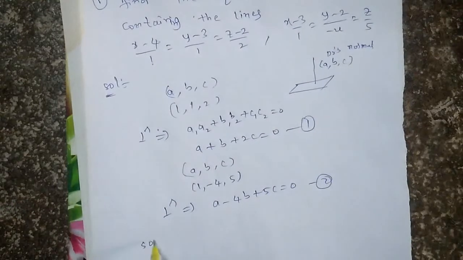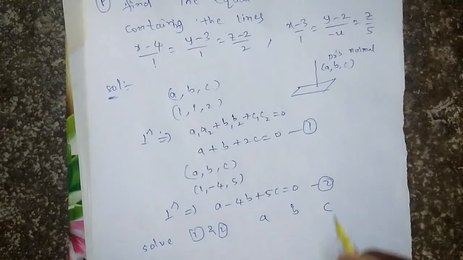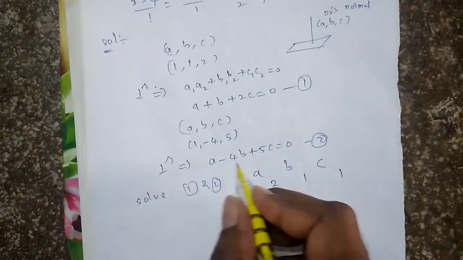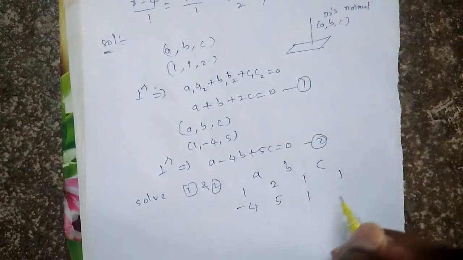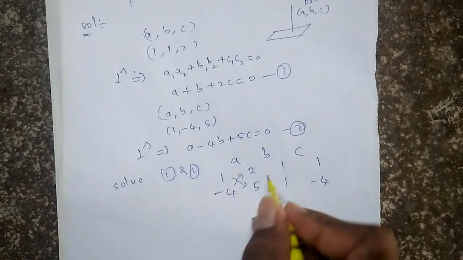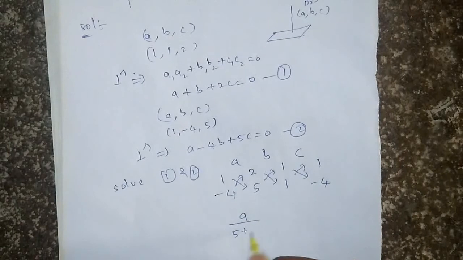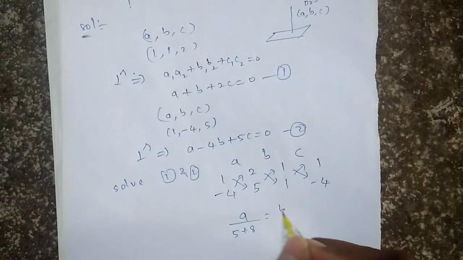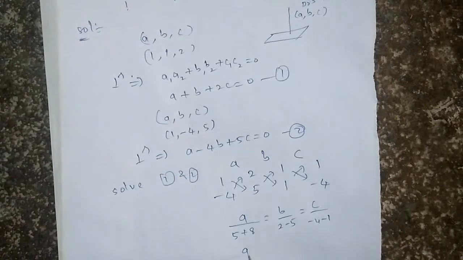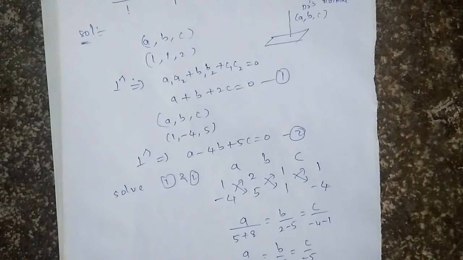Now solve 1 and 2. That is a, b, c; 1, 2, 1, 1; and this is minus 4, 5, 1, minus 4. Now cross multiply: a by (5 plus 8), b by (2 minus 5), c by (minus 4 minus 1). a by 13, b by minus 3, c by minus 5.